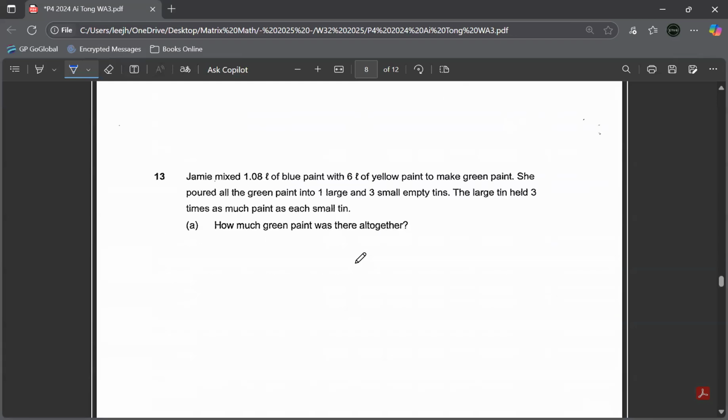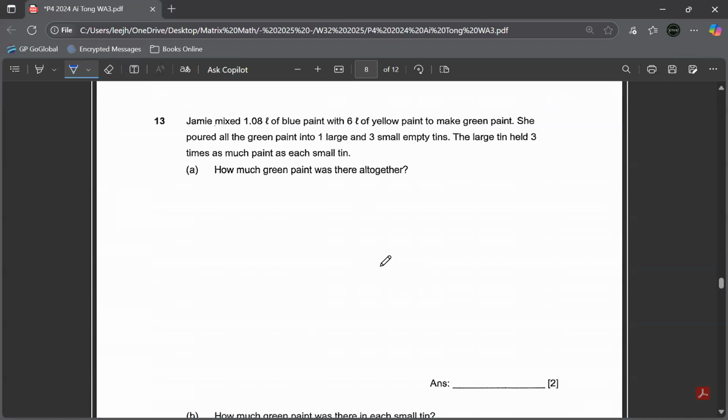Question 13. Jamie makes 1.08 liter of blue paint and 6 liter of yellow paint to make green paint. She poured all the green paint into one large and three small empty tins. The large tin held 3 times as much paint as each small tin. How much green paint was there altogether?